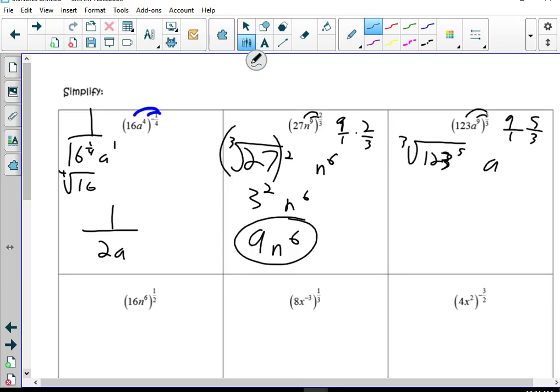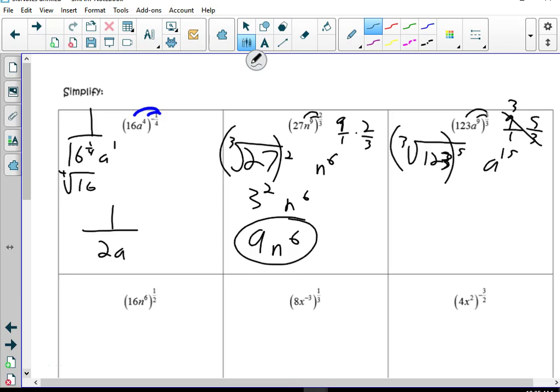Now, there's 2 ways to do this. 9 times 5 is 45. Divided by 3 is 15. Or, we can just simplify 3 and 9 3 times and get 15 right off the bat. Up to you. But now we got to clean up this radical. So what do we do? We cut it off.